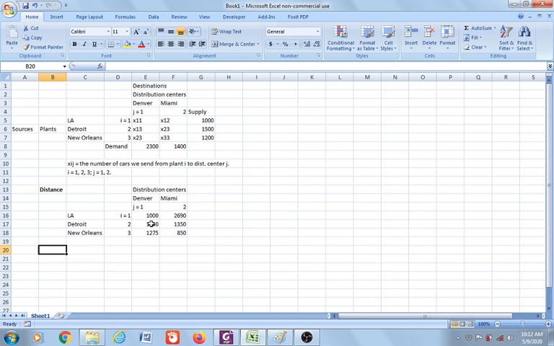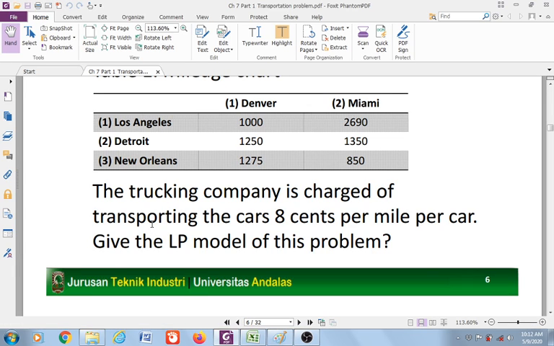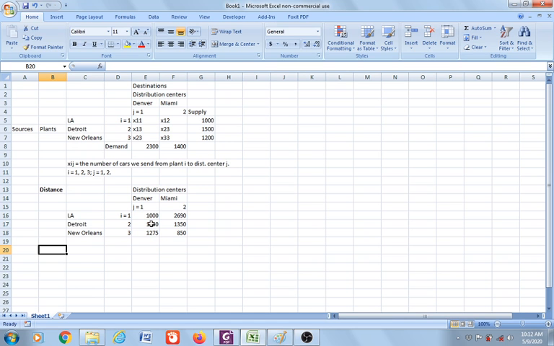Now, so we know that the cost of sending the car is 8 cents per mile per car. So we're gonna make them in US dollar. So 1 US dollar is 100 cents. So it is 8 over 100 US dollar per mile per car. So we need to make the cost in US dollar per car. So we need to multiply the cost in US dollar per mile per car with the distance.